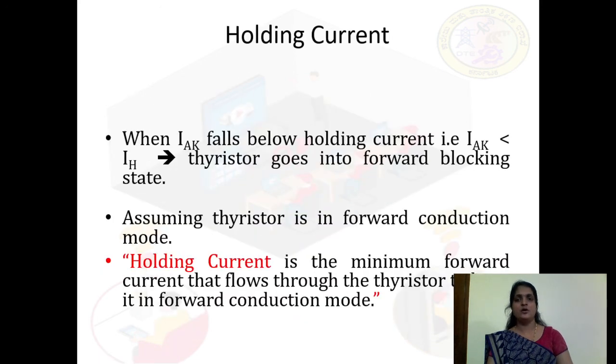The next one is the holding current. When IAK falls below the holding current, that is, when IAK is lesser than the holding current, then the thyristor will go to the forward blocking state. If you assume that it is in the forward conduction mode, then holding current is the minimum forward current that flows through the thyristor to keep it in the forward conduction mode. In order to maintain the forward conduction mode, we need a minimum forward current. Such current is nothing but the holding current.